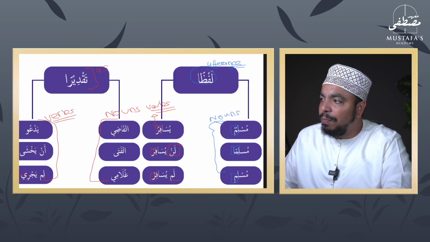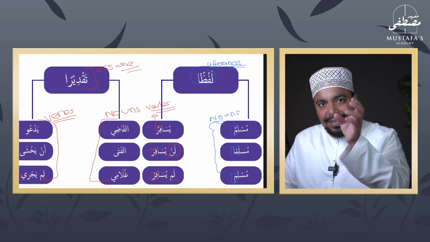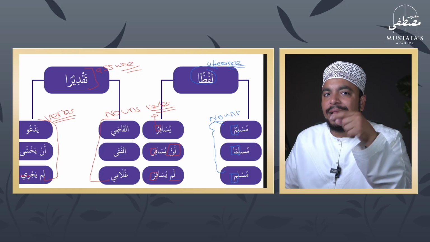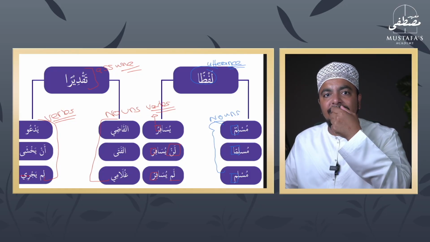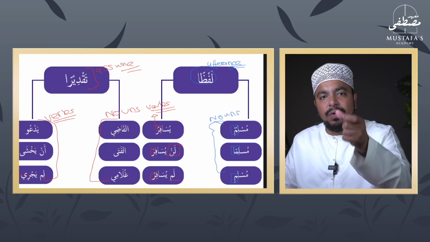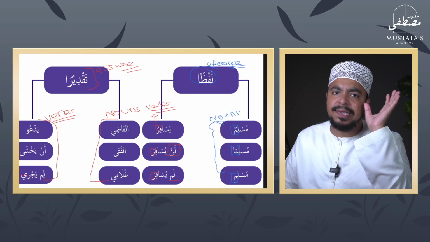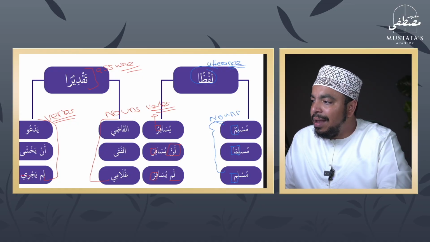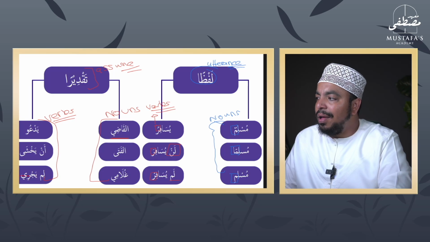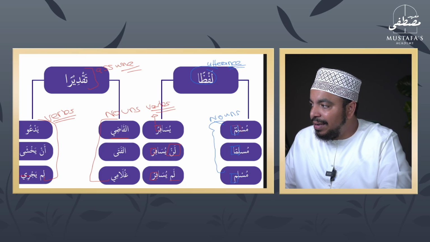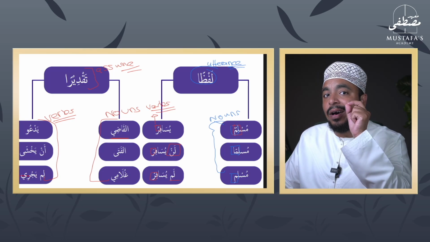Taqdiran: you assume that the haraka is there. These inflections, you just assume that they are there. You give it that measurement of saying, okay, it is there, but you can't see it. Understood? Al-qadi. Now notice, this one ended in a state of dhamma, which is known as rafa.